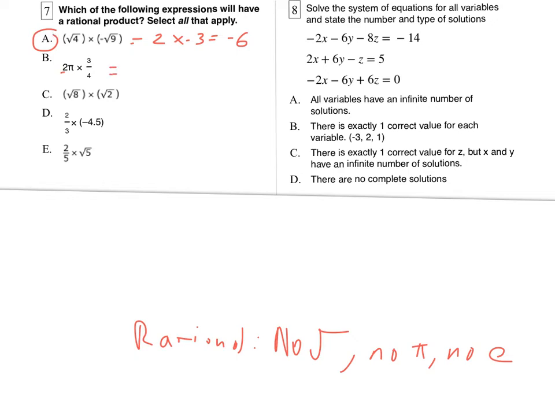Now for option B here, I would write this as 6 pi over 4, which I would reduce to 3 pi over 2. But since I have the pi there, that is irrational. This one right here looks irrational, but if we actually multiply them together, it's a radical 16, so that's 4. And so that one is legitimate.